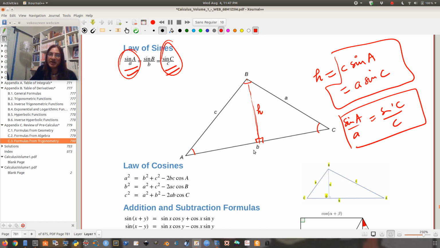Similarly, if you take a vertical line from C onto there, then we can relate A and B, and we'll be able to prove that this term is equal to this term. So this is the law of sines.